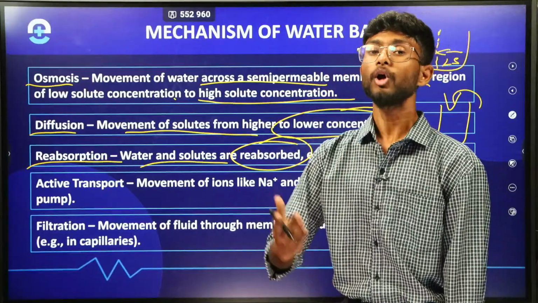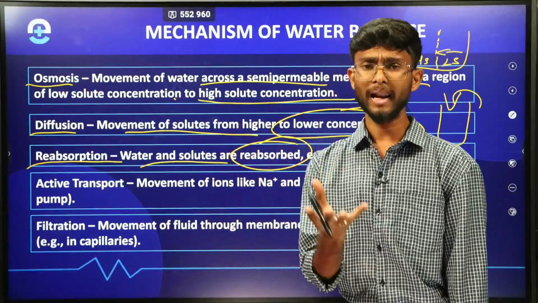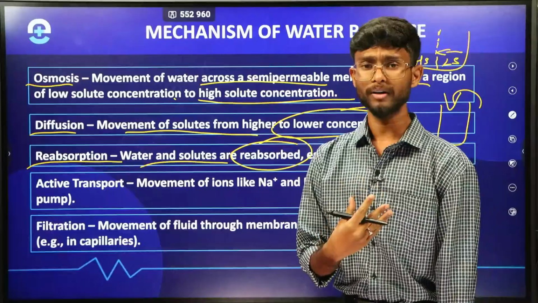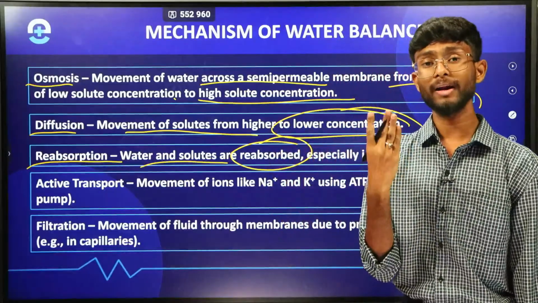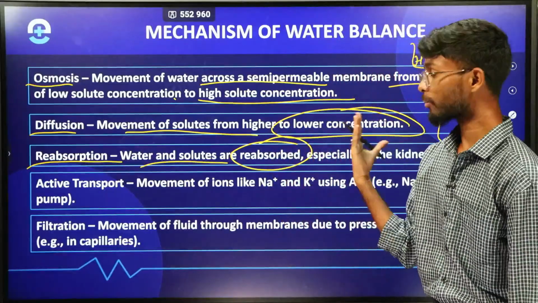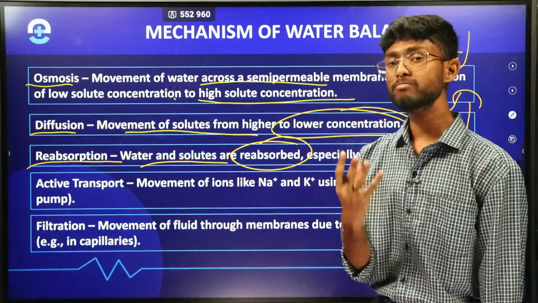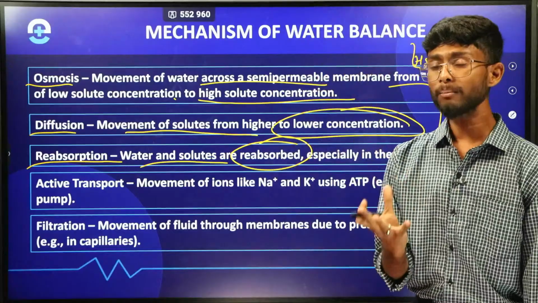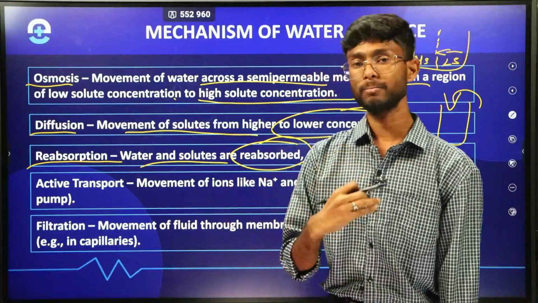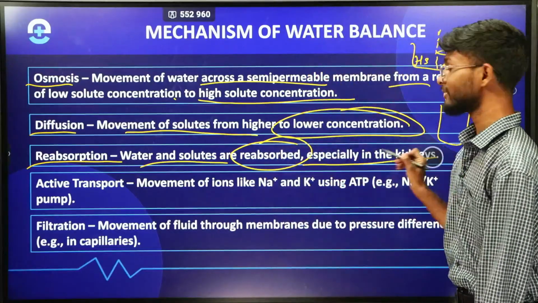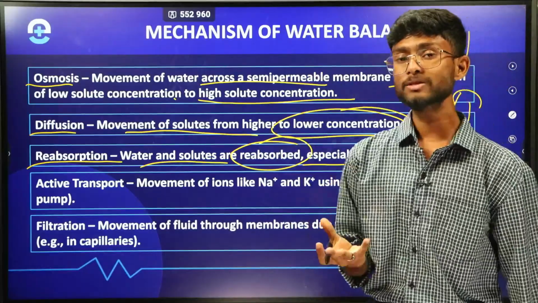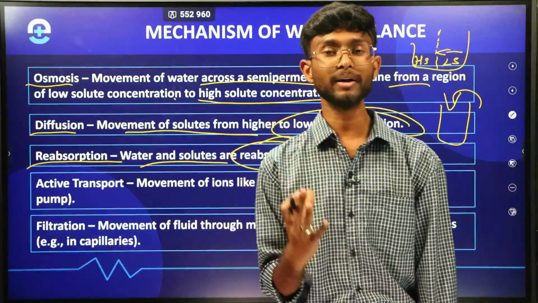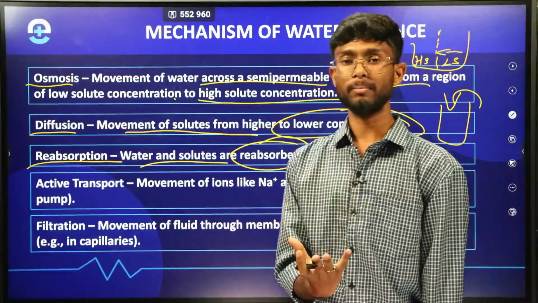For example, you need electrolytes, glucose and water. When your body is dehydrated, at that time the water content should be present in your body. That is the reason some amount of water will be reabsorbed, especially in the kidneys, the organ which is responsible for the reabsorption.